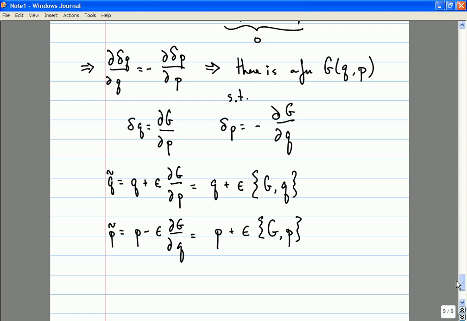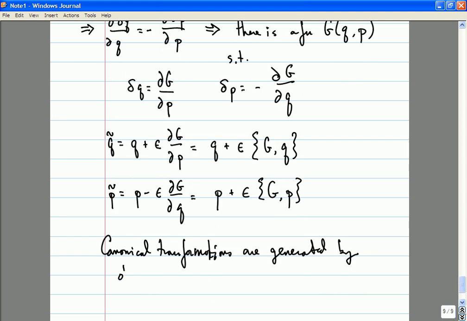Okay. So what does this mean? This means that canonical transformations, at least infinitesimal canonical transformations, are generated by observables via the Poisson bracket with that observable.